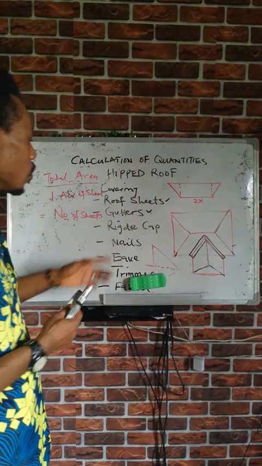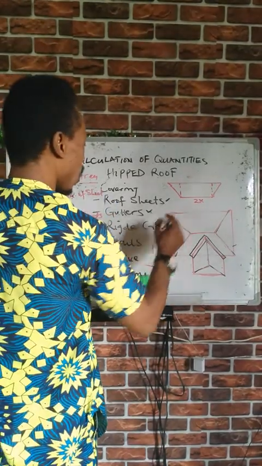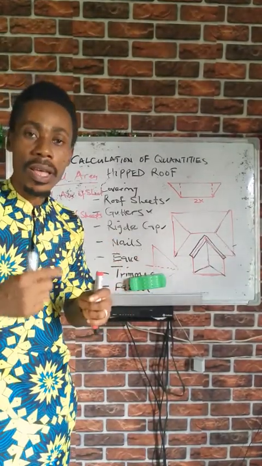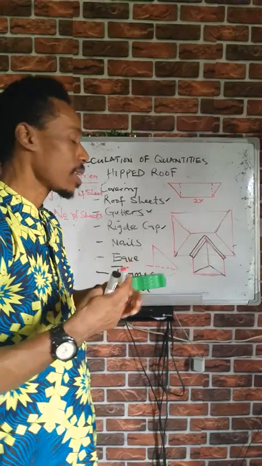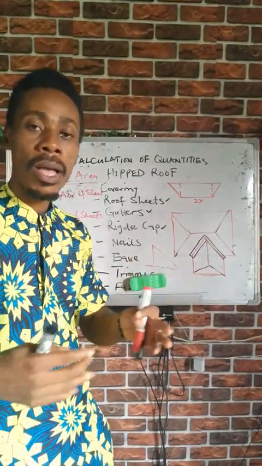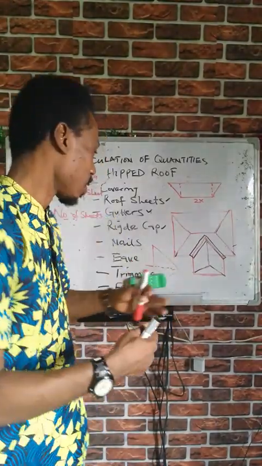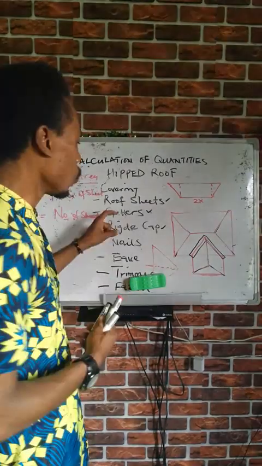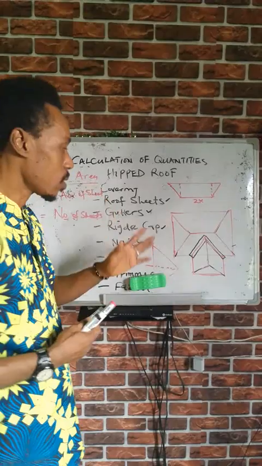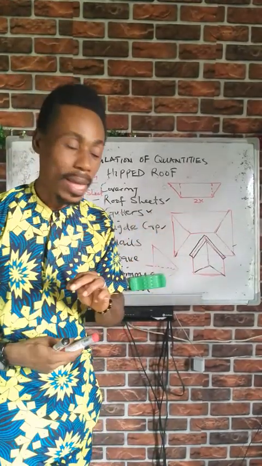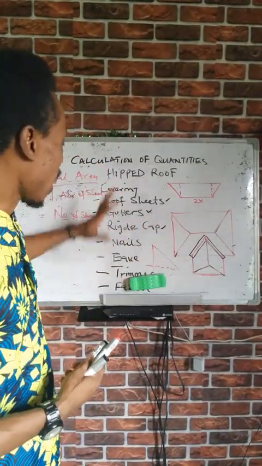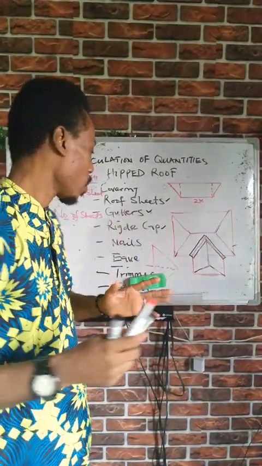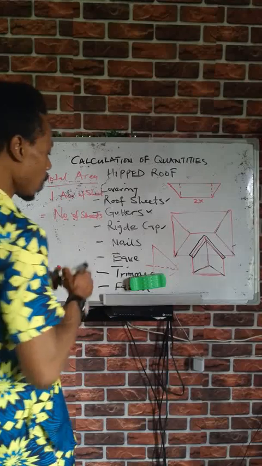Then for the nails, the quantity is dependent on the spacing that the carpenter intends to fasten at. That spacing is also what you can use to compute the quantity of nails required. Most times you can just go by estimate. So that is for the nails.